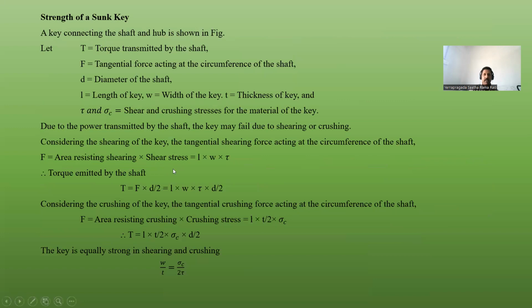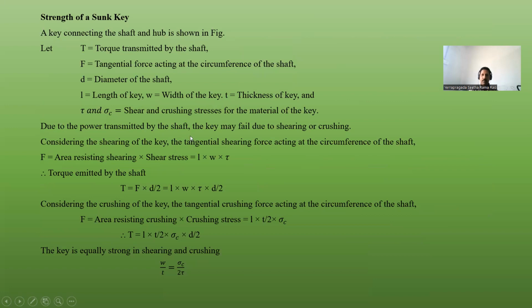The strength of a sunk key can be obtained by considering the key connecting the shaft and the hub, which we have seen in the figure here. Here we have to consider the dimensions of the key. Let T be the torque transmitted by the shaft, L the length of the key, W the width of the key, and t the thickness of the key. Tau and sigma C are the shear and crushing stresses for the material of the key.